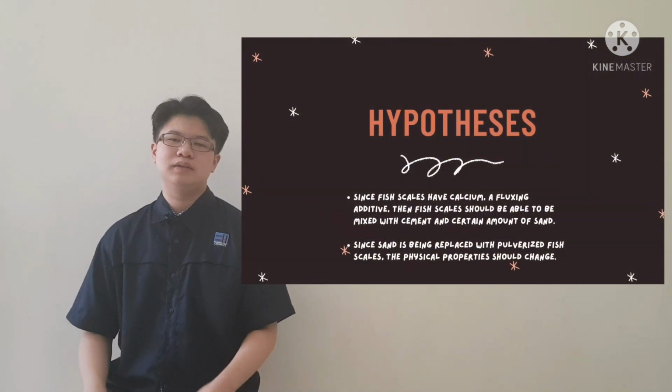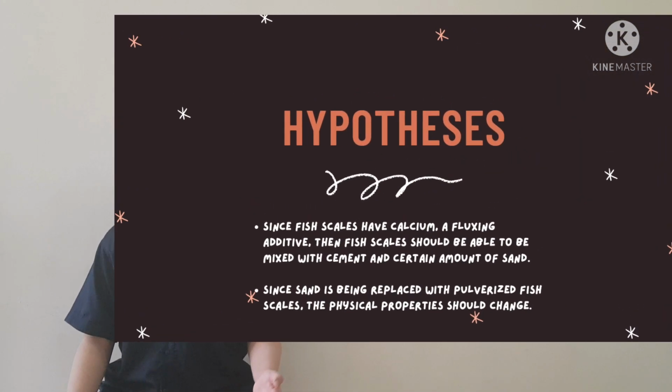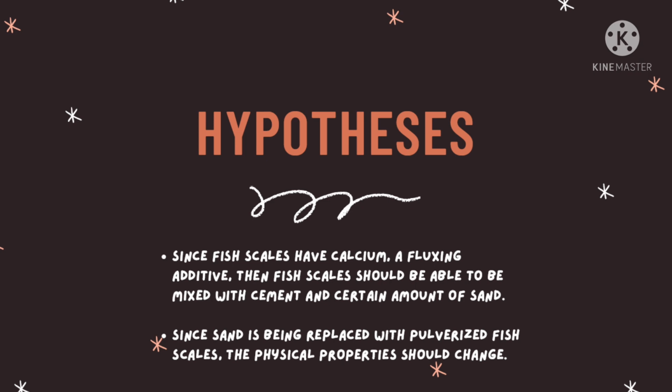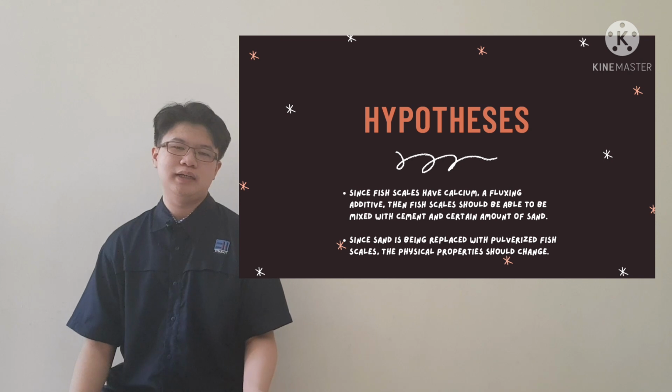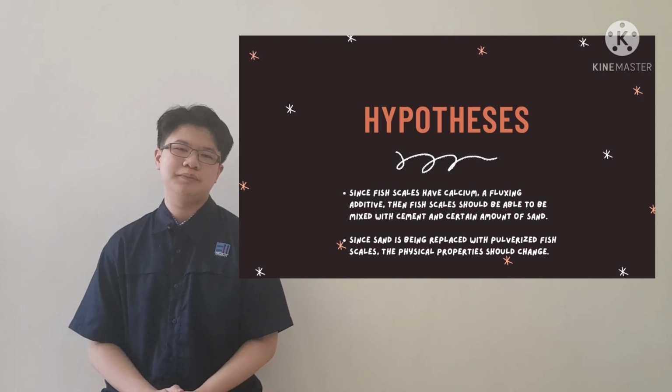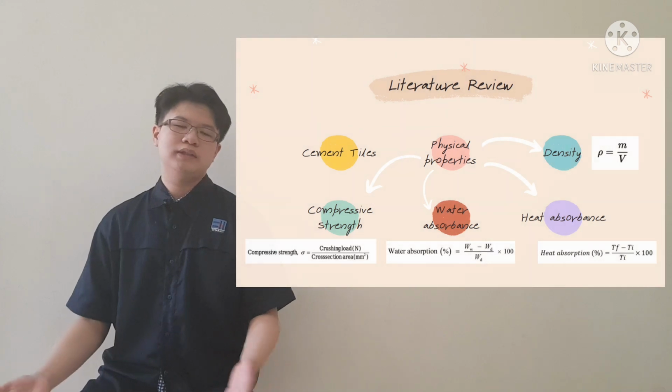The hypotheses. Well, the first one, since fish scales own calcium, a fluxing additive, it should mix well with cement and sand. And number two, since sand is being replaced by fish scales in the experiment, the physical properties should change. What are cement tiles?